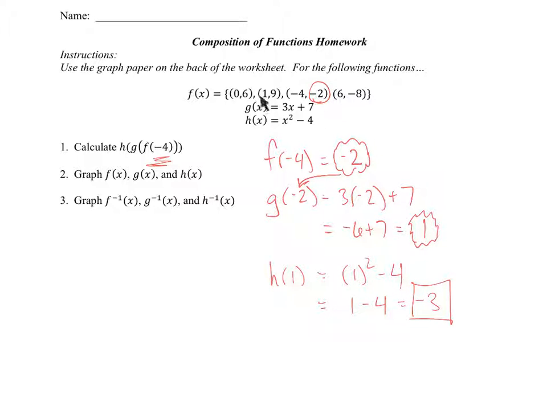This is a function because it passes the vertical line test. The next thing you're going to have to do is graph each of these 3 functions, and then you're going to have to graph their inverses.